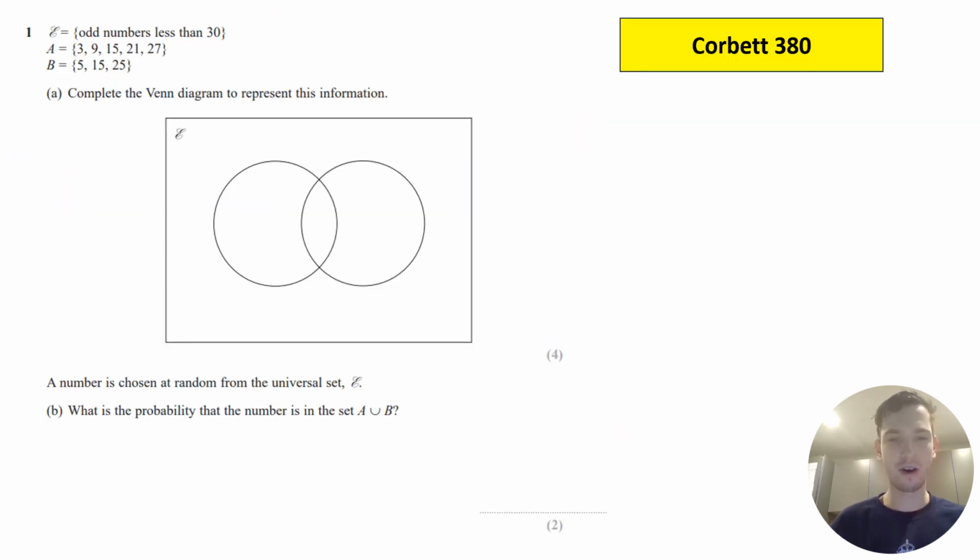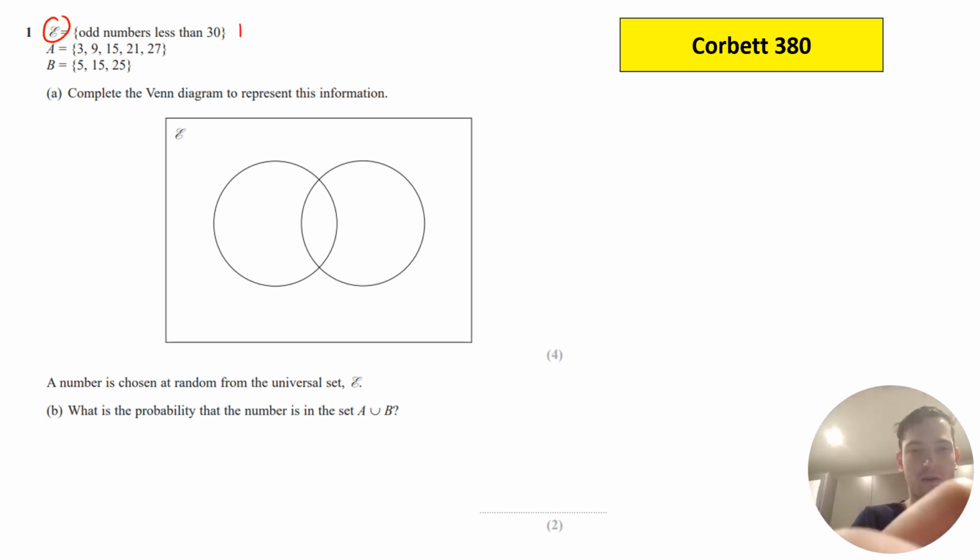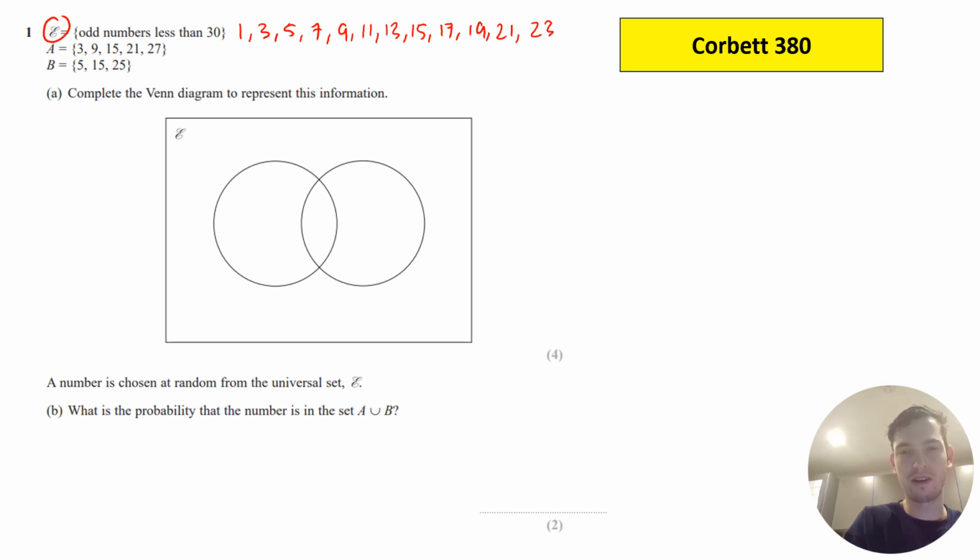Okay, so it looks like I've got a Venn diagram, and I'm going to put some numbers into the Venn diagram, because I know that this funny little symbol here means the universal set, so I've got to put all odd numbers less than 30. Let's start off by just listing those odd numbers. So starting off with 1 and then 3, etc. It's always really helpful to list out your numbers so that you don't miss any out. I'm going to stop when I get to 29 because the next one is 31, which is more than 30.